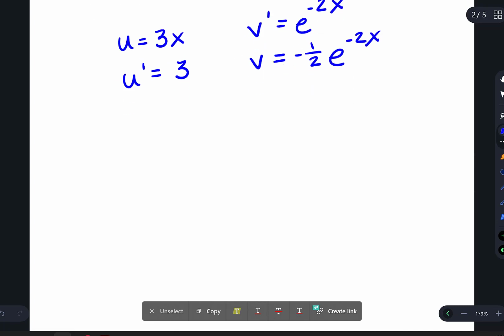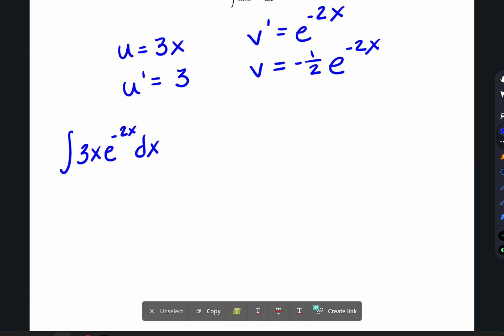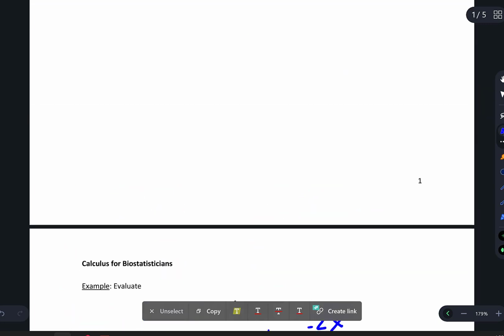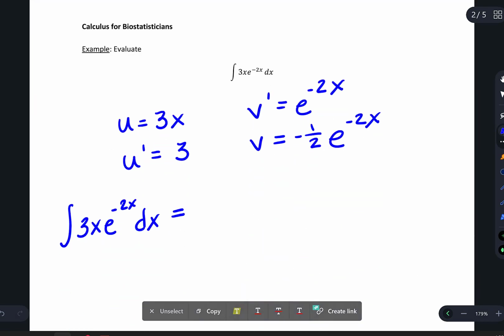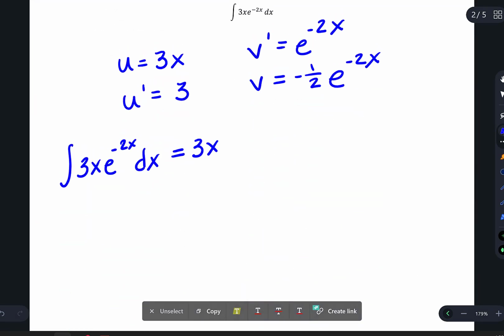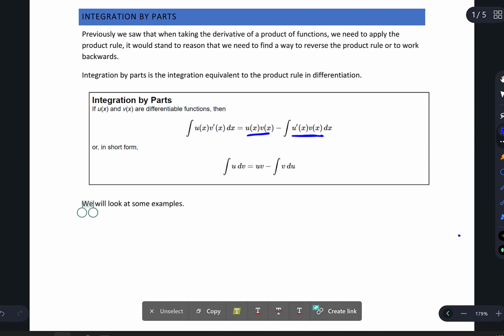So let's use that information in the box up above and write out what our new integral is going to look like. We started out with the integral of 3x e to the negative 2x dx, and we defined u to be 3x and v prime to be equal to e to the negative 2x. Going back up to our rule, the first thing we're going to have is u times v. So u in this case is 3x times v, which is negative 1/2 e to the negative 2x. Next, we're going to subtract off the integral of u prime times v.